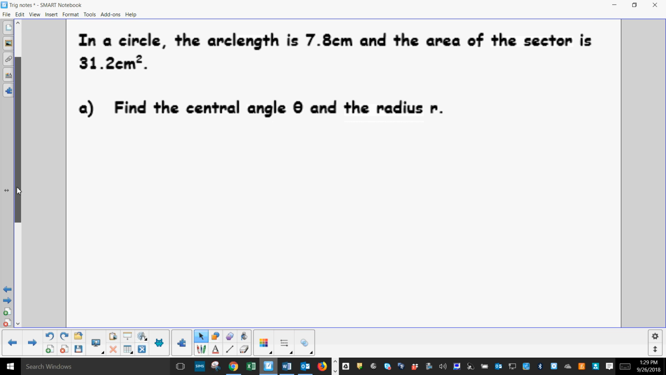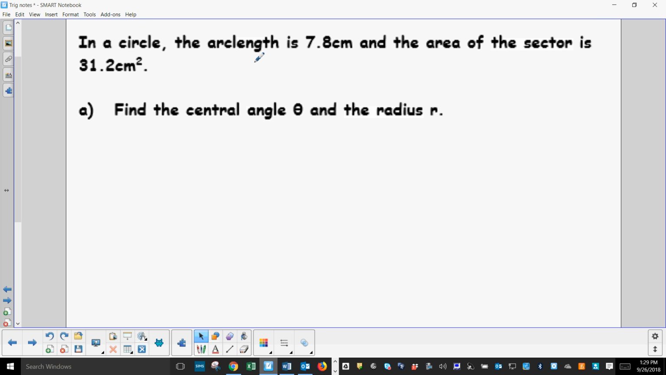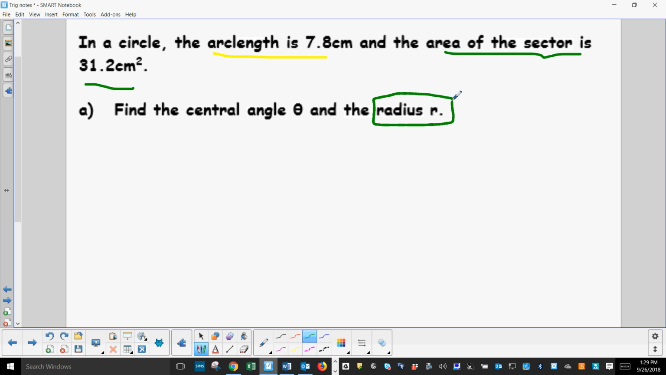In a circle, notice I've given you the arc length is 7.8, and the area of the sector is 31.2. Find two things: the central angle and the radius. I'll give you a little clue. It's going to be easier to find the radius first, and I'll show you why.